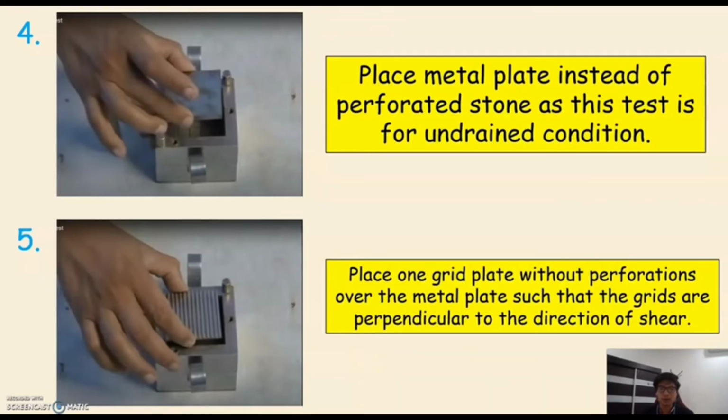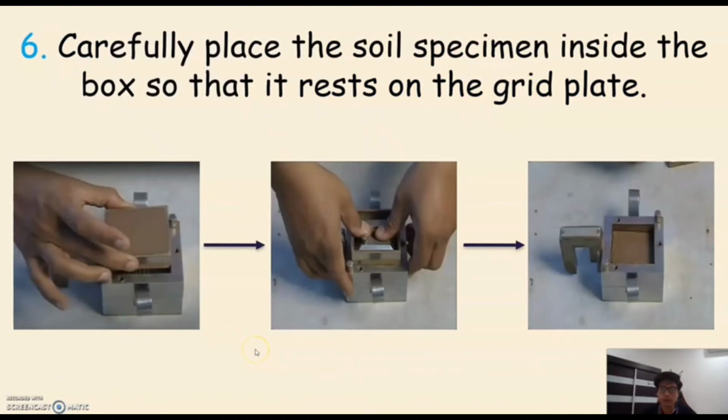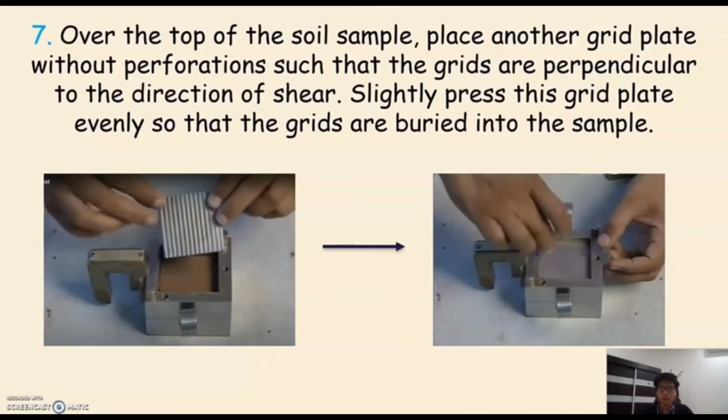Next, step number 4, place a metal plate instead of a perforated stone, as this test is for undrained condition. The fifth, place one grid plate without perforations over the metal plate, such that the grids are perpendicular to the direction of shear. The sixth step, carefully place the soil specimen inside the box so that it rests on the grid plate. Step number 7, over the top of the soil sample, place another grid plate without perforations such that the grids are perpendicular to the direction of shear.